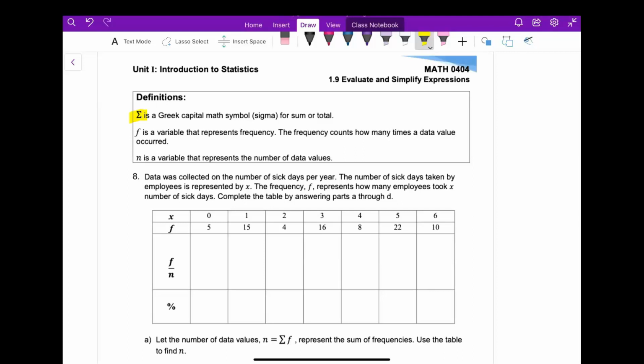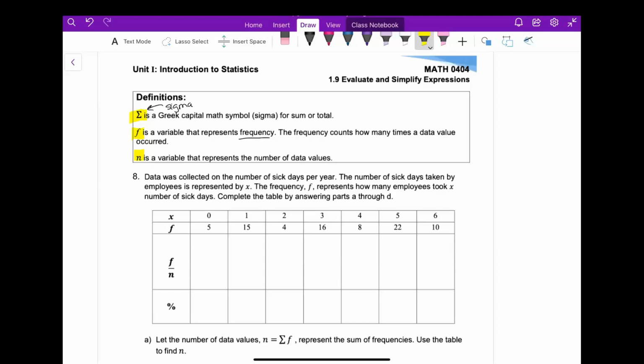So we have this Greek capital math symbol, sigma, for sum or total. F, this little f, is a variable that represents frequency. The frequency counts how many times a data value occurred. And lastly, we have n. It says n is a variable that represents the number of data values.